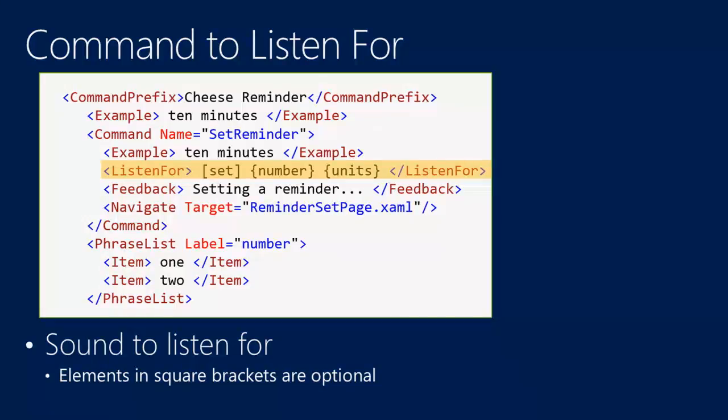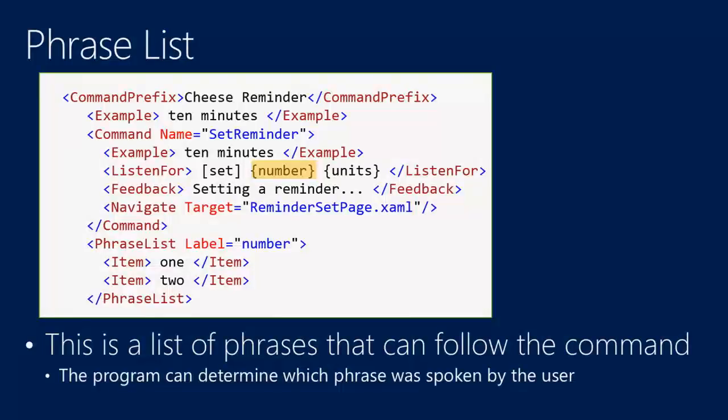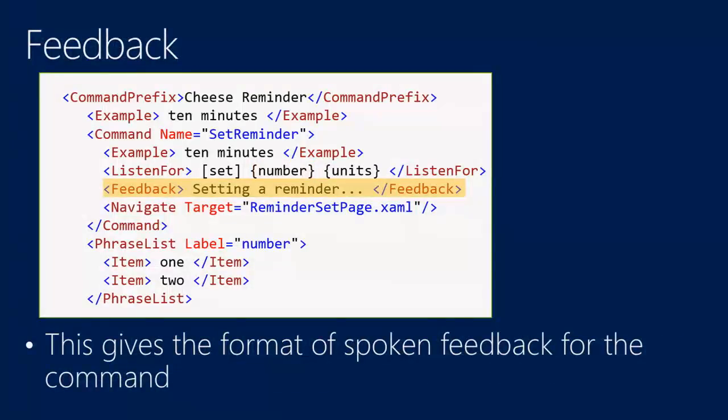And so I've given this mini grammar, which says, ignore the word set if it's there, and then I want a number in this range and some units in the units range. And then when the user's done this, that's my list of phrases. When the user's done this, my system will then say back, setting a reminder. That's the spoken feedback which the system will actually indicate that you got the command correctly with.